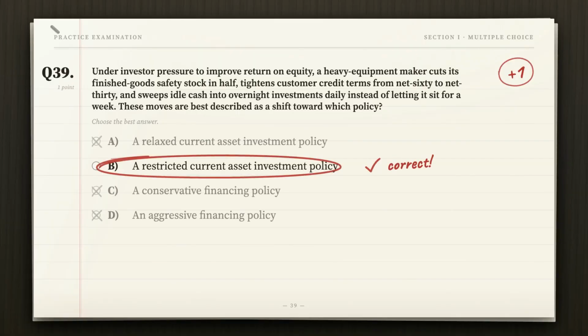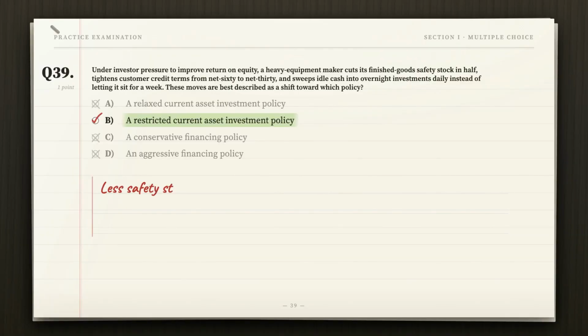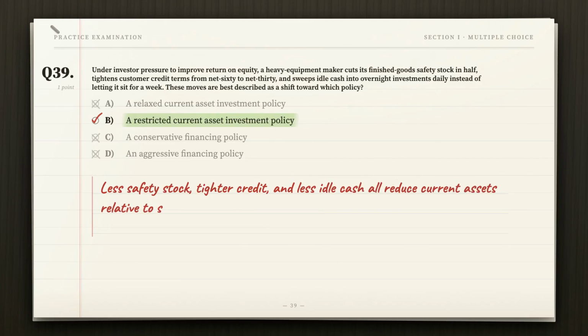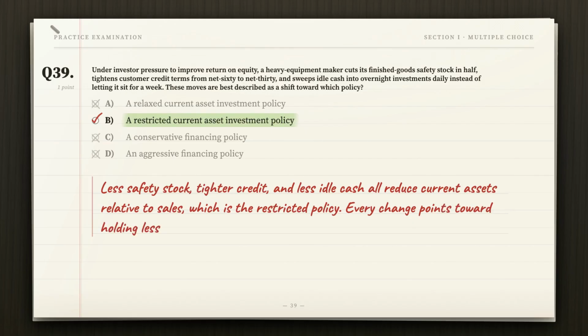The correct answer is B. A restricted current asset investment policy. B is correct because less safety stock, tighter credit, and less idle cash all reduce current assets relative to sales, which is the restricted policy. Every change points toward holding less, the hallmark of restricting.